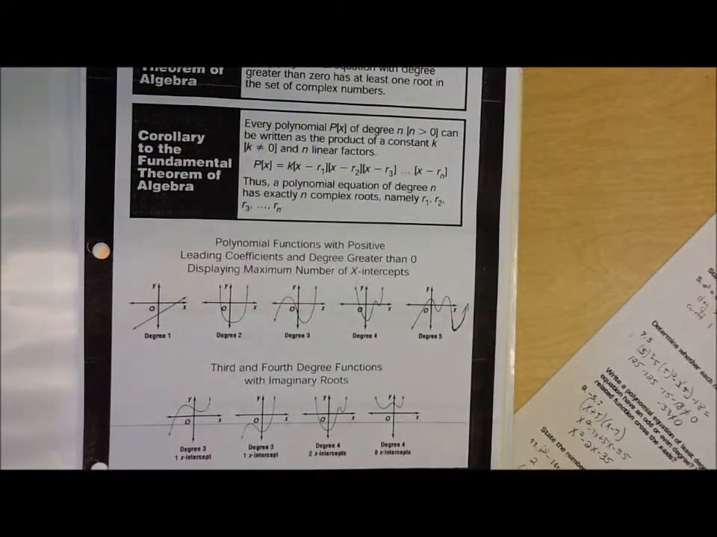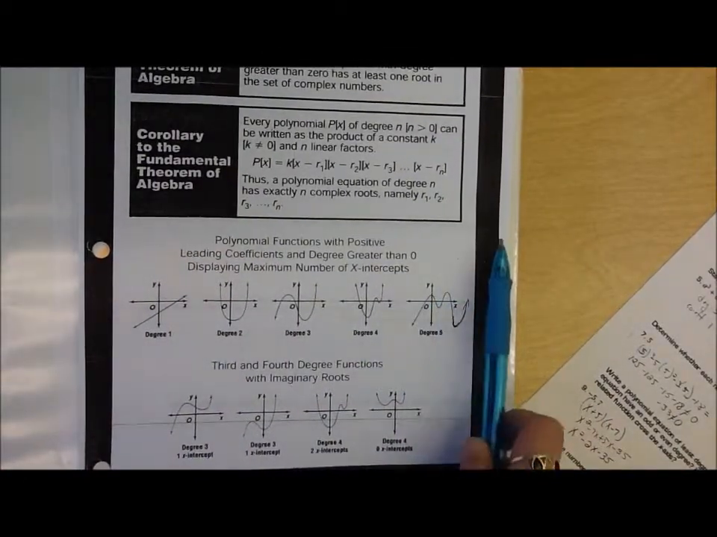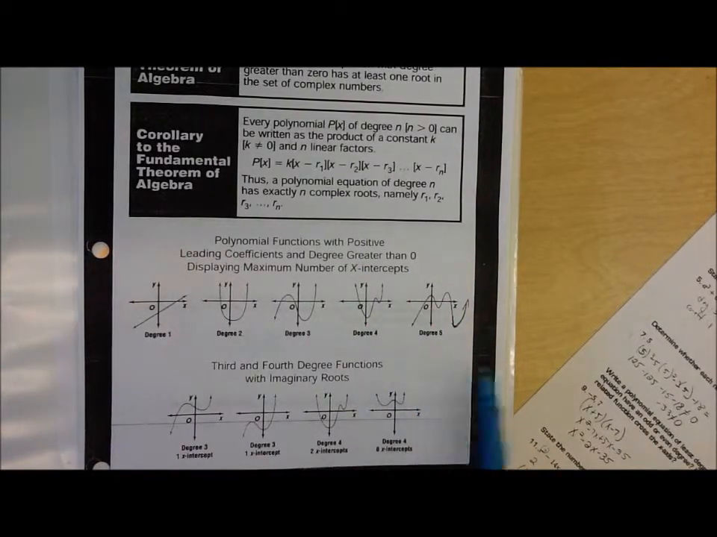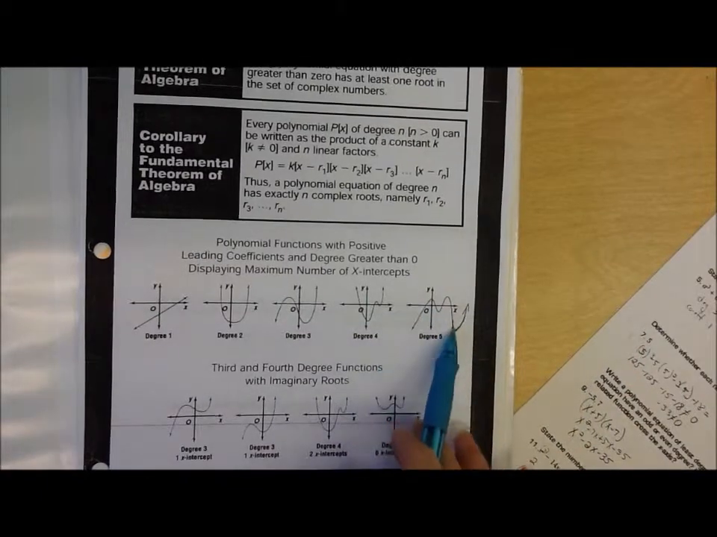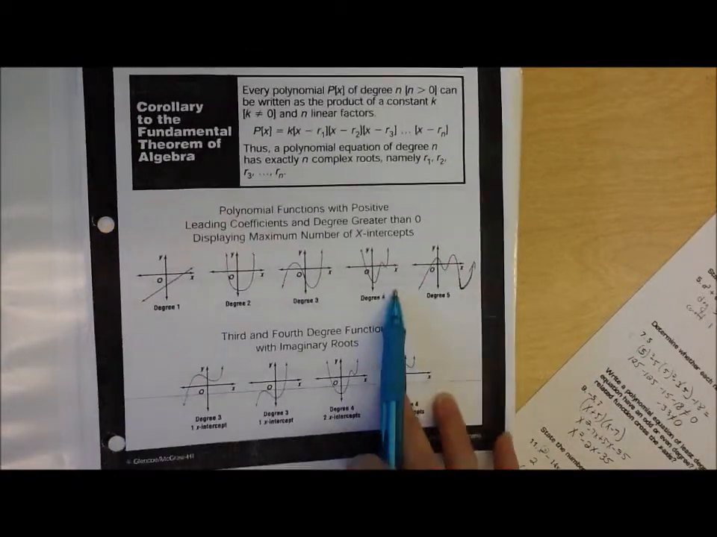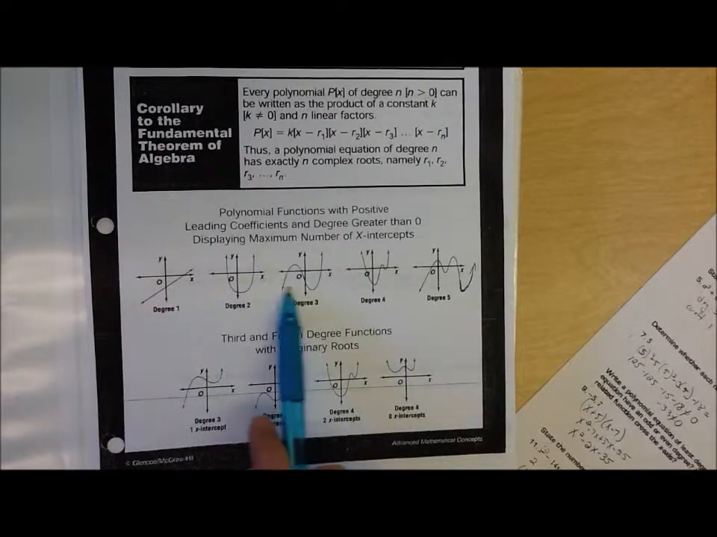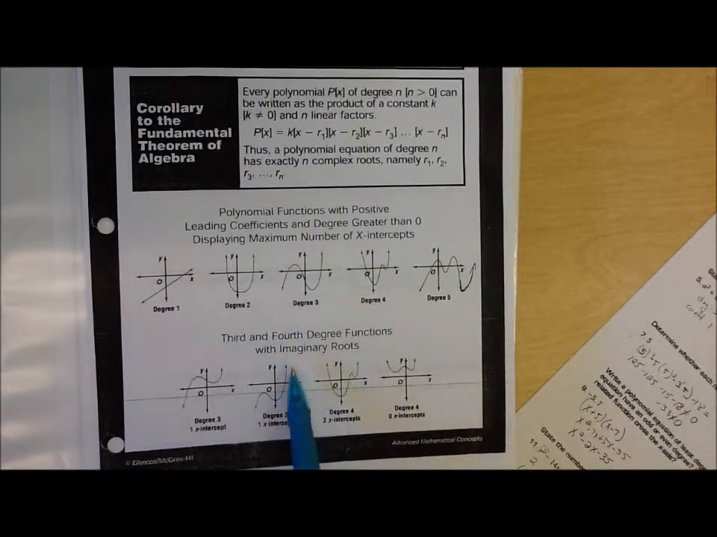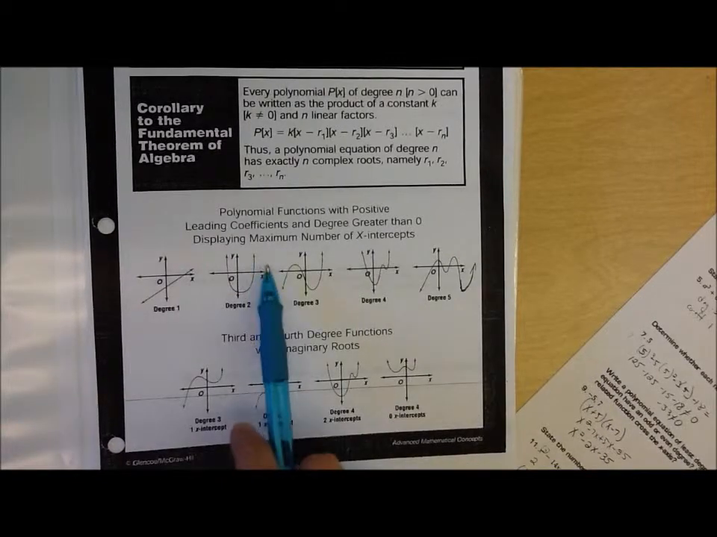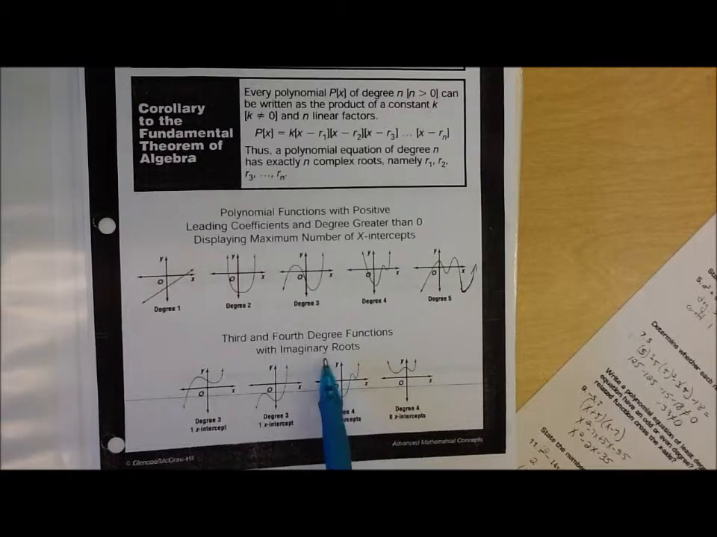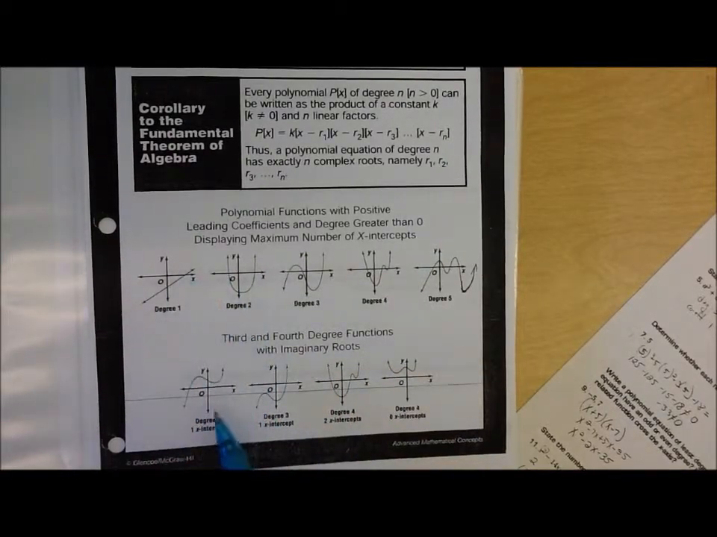Remember that if the direction change happens above the x-axis or below it, it won't have an x-intercept there. So it can have fewer, it just can't have any more. If you have imaginary roots, you won't have as many x-intercepts. An x-intercept only occurs at a real root. So if you have an imaginary root, there will not be a corresponding real x-intercept.